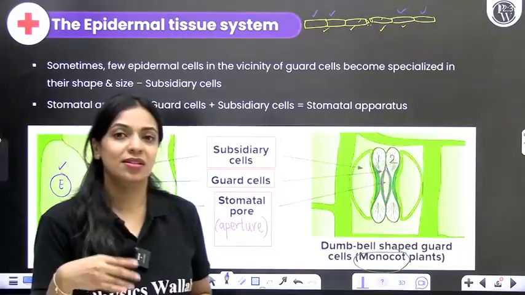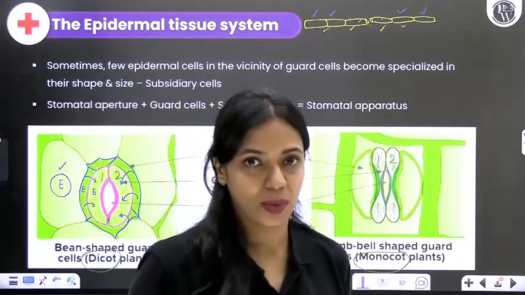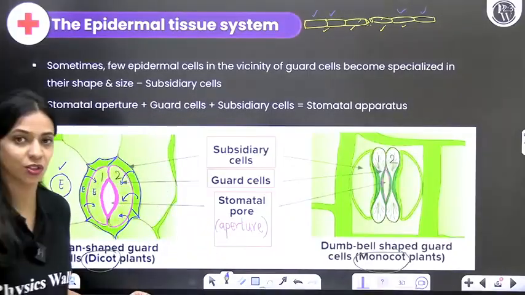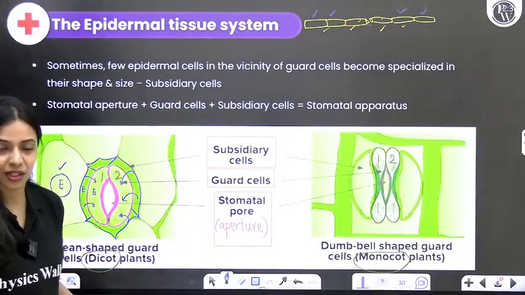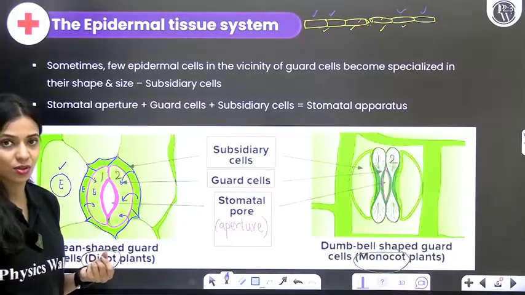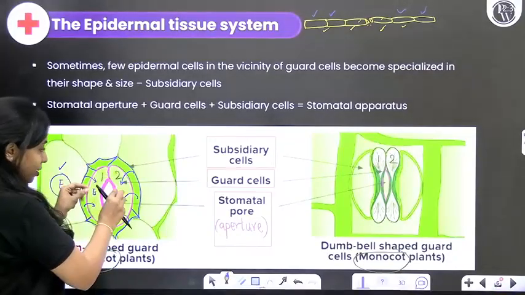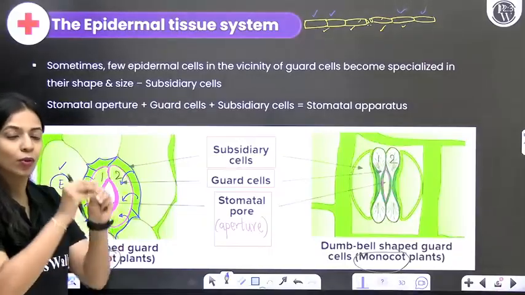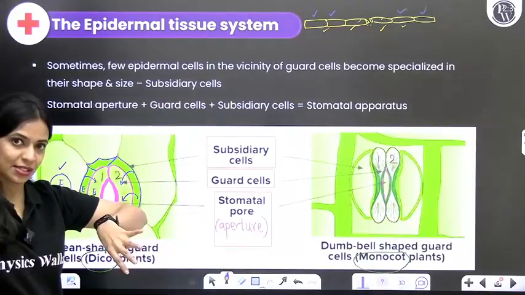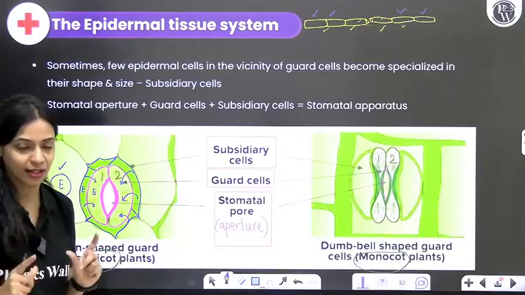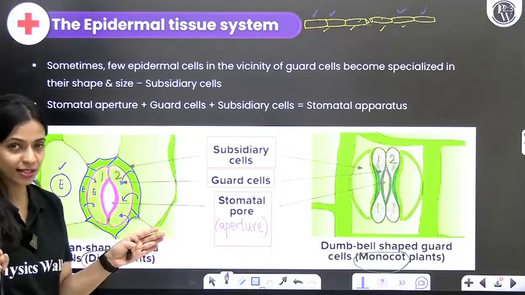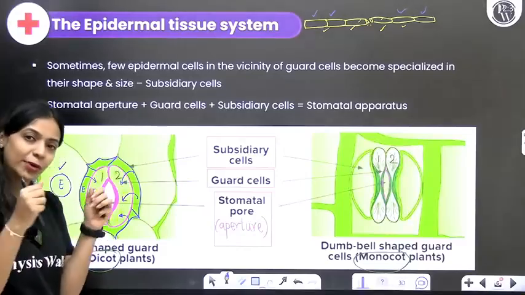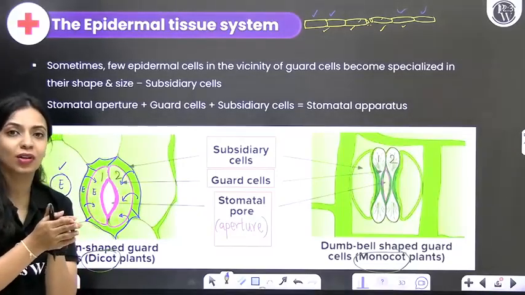What happens when there is little water, when it's too dry, when the temperature is very high, the plant is not getting sufficient water, it wants to conserve water and not lose it in transpiration. What it does is the exact opposite. When the temperature is very high, when the conditions are not favorable, this water from the guard cells will be lost into the subsidiary cells. Exosmosis happens in the guard cell, it will lose water to its surrounding cells, and then this will become flaccid again. When it becomes flaccid, the stomatal pore closes shut.